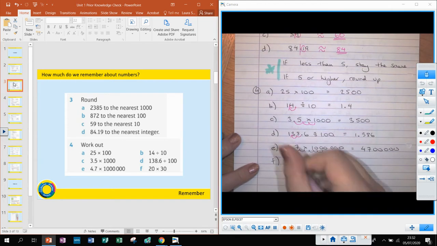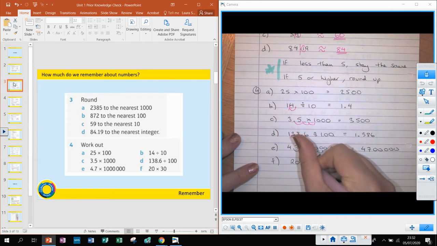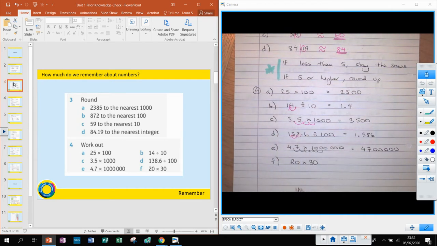And part F, 20 times 30. Okay, so now we know that 2 times 3 is 6, but we need to make sure that we actually have the correct number of place values, okay? So if we did this, I could split it up. I am allowed to change this to 2 times 10 times 3 times 10, because 2 times 10 is 20, and 3 times 10 is 30. I can now bring the numbers together.